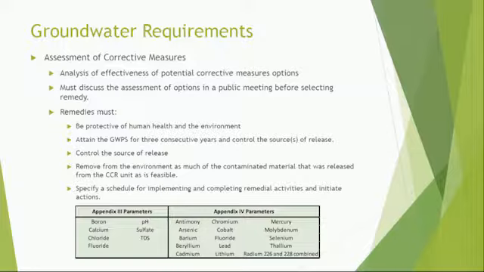Let's see, what else? So the remedies, what do they have to be? They have to be protective of human health and the environment. They have to attain the groundwater protection standard for 3 consecutive years and control the source of the release, and remove from the environment as much of the contaminated material that was released from the CCR unit as is feasible. And then we have to specify a schedule for when that will occur. And again, those are all the parameters that you're usually monitoring.